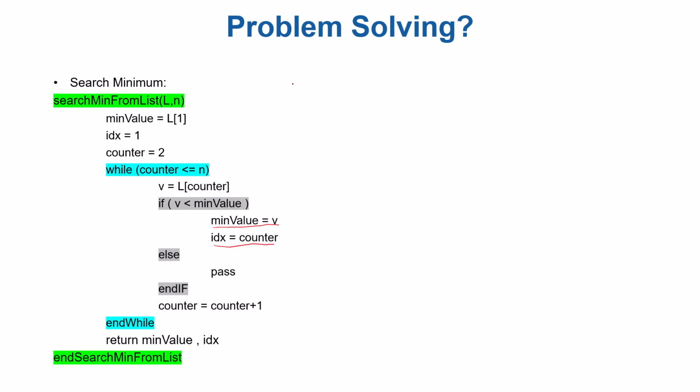So for example, if the list is 1, 7, 0, 2, 4, 9, let's say, that's our list. There are 7 numbers in the list. The minimum value is 0, so the minimum value itself is 0, but that appears in position 3. So when this procedure will end, the min value will contain 0, and the IDX, which is the position at which the minimum value was achieved, will contain 3.